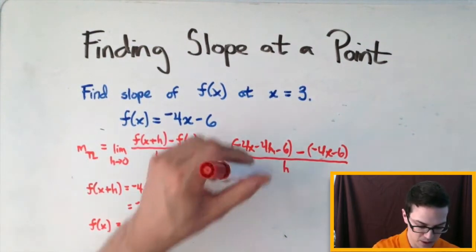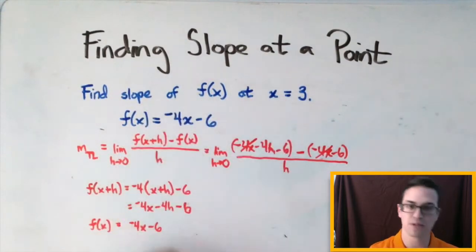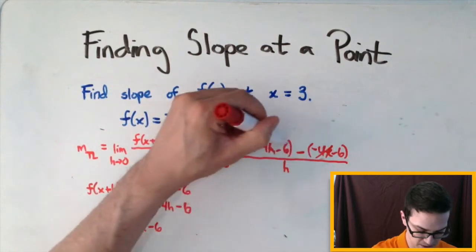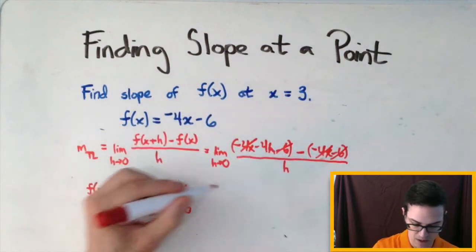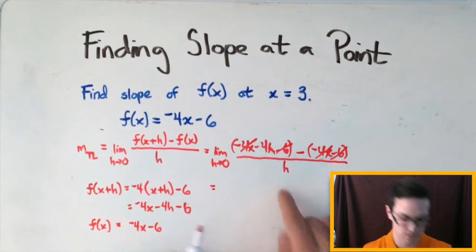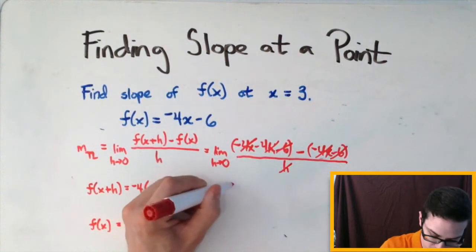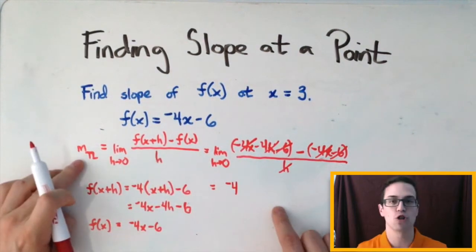So from here now we can do this negative 4x minus negative 4x, that would cancel out. This negative 6 minus negative 6 would cancel out as well, and then you're going to be left with negative 4h over h. Well, the h's will cancel here to be 1 over 1, and you're left with negative 4 for your slope of the tangent line.